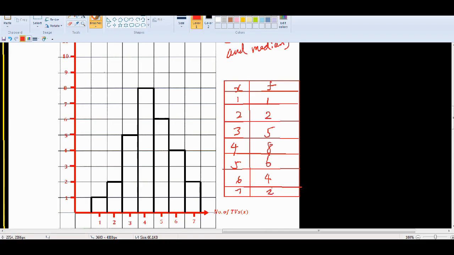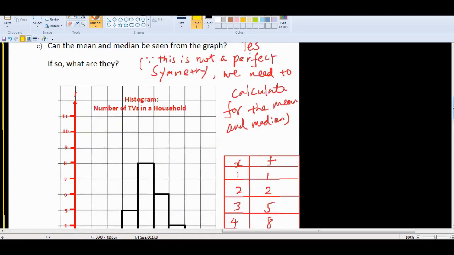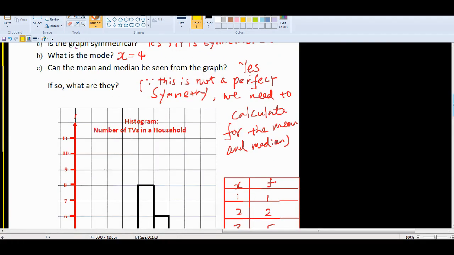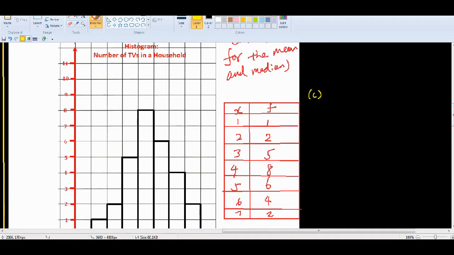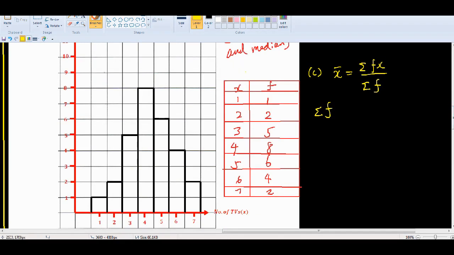7 should be 2. Alright, so then you're going to find the mean. Do you still remember the equation for mean? It's like this one. Right. So let's say what's the total frequency here? The total frequency should be 1 plus 2 plus 5 plus 8, and so on, and the total frequency should be, for me, 28.